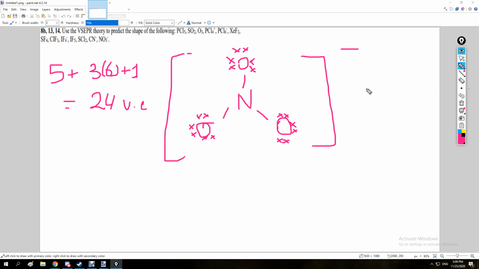If they ask you to draw the correct Lewis structure, you're going to need to take one of the lone pairs off one of the oxygens and make that bond there a double bond. This double bond can be here, or it can be here, or it can be here. So NO3 minus has 3 resonance structures.